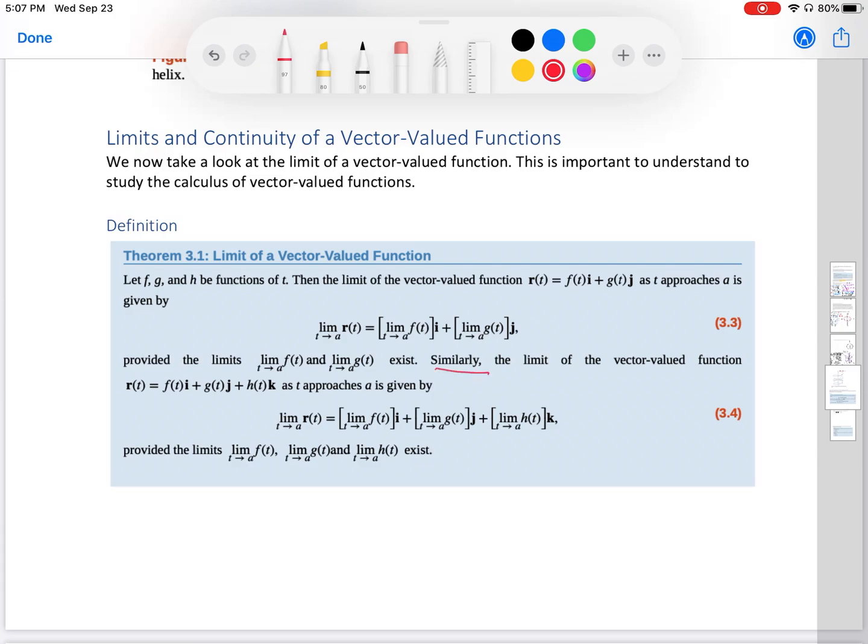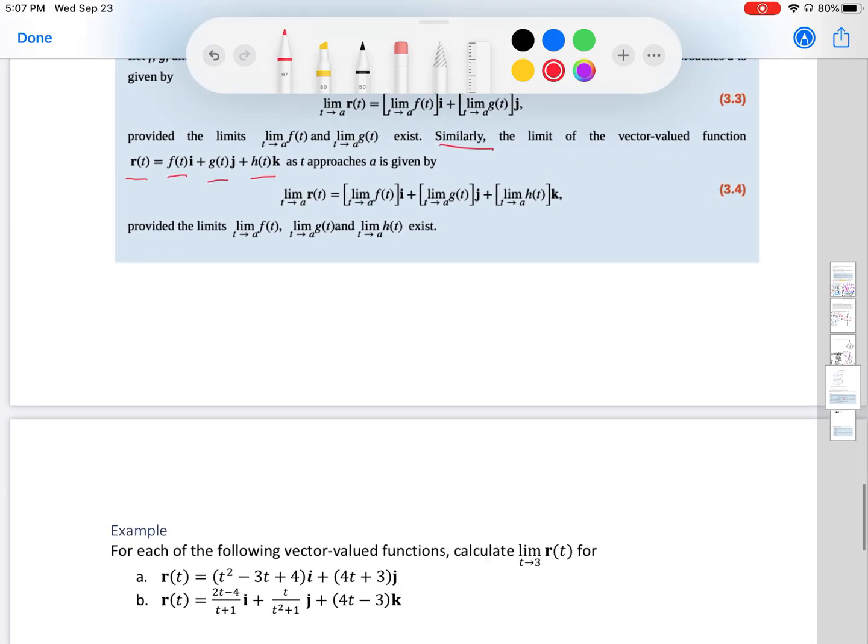Similarly, the limit of the vector valued function r of t equals f of t i plus g of t j plus h of t k as t approaches a is given by the same idea. So similarly as above, we can apply the limit to each component, each term.